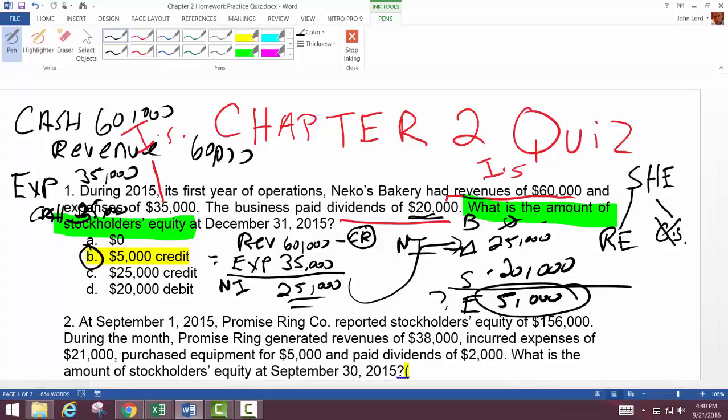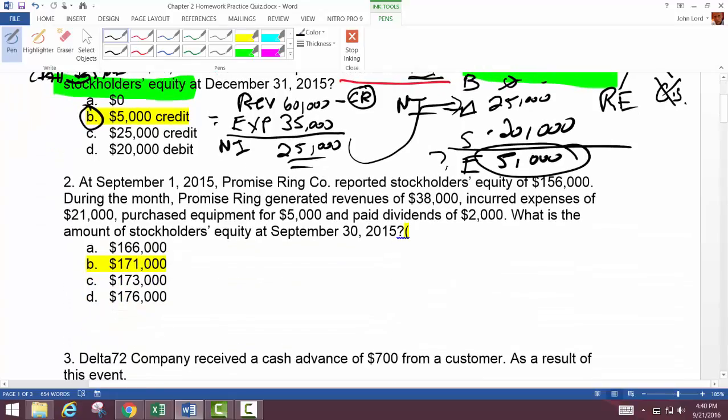All right, good. September 2nd, promise ring, reported stockholders' equity of $156,000 during the month. They generated revenues, and they start to read through this, but let's just look. Again, we're asking you stockholders' equity. Stockholders' equity is made up of what two accounts? Retained earnings and common stock. They're not telling me anything about common stock here, so I know I'm going to have to analyze retained earnings even though we're asking about stockholders' equity.